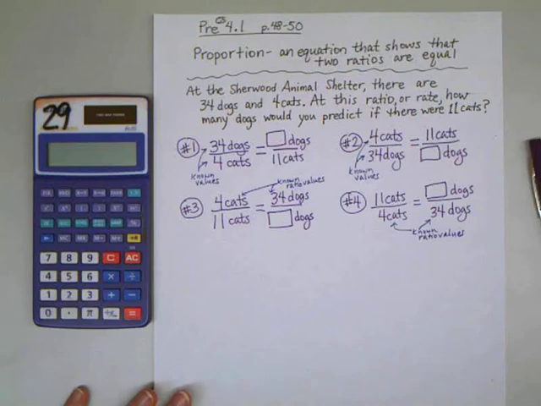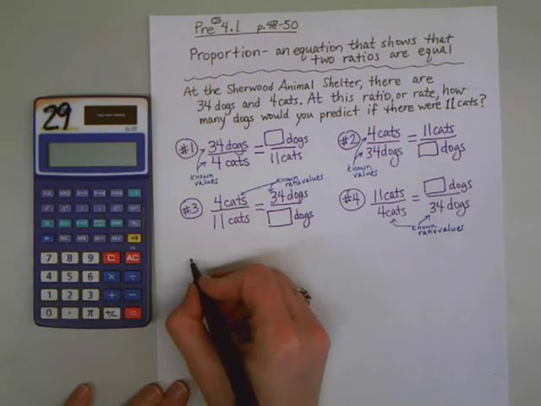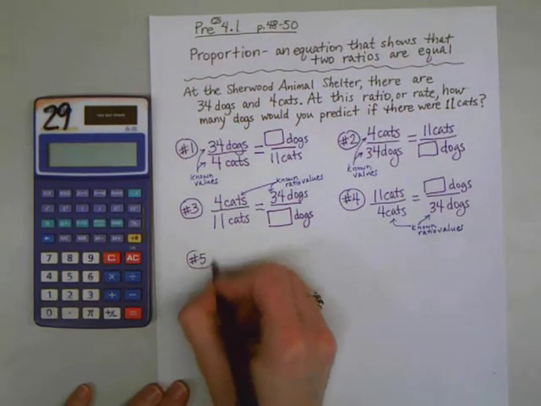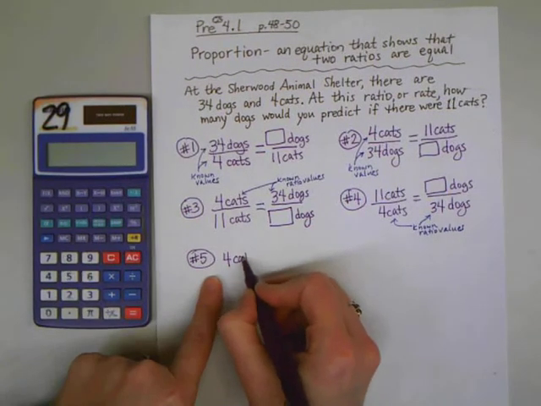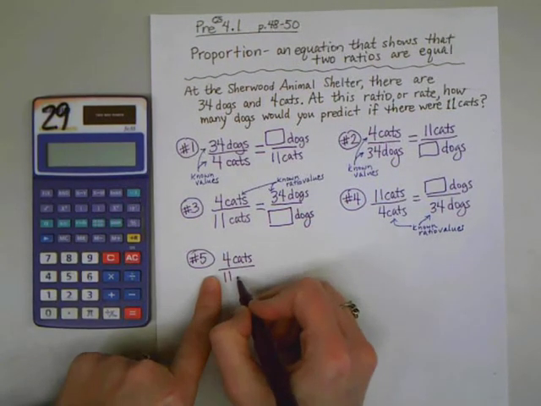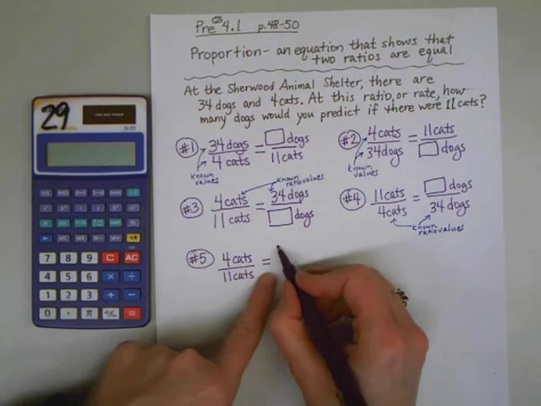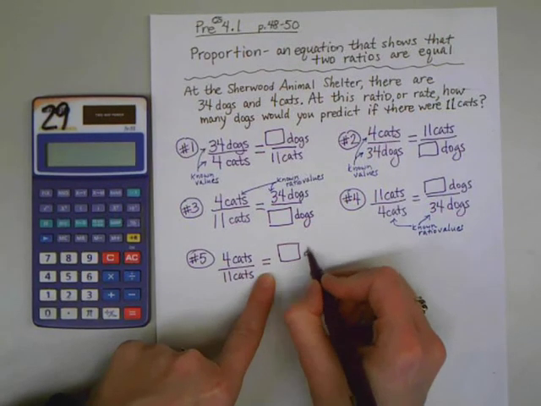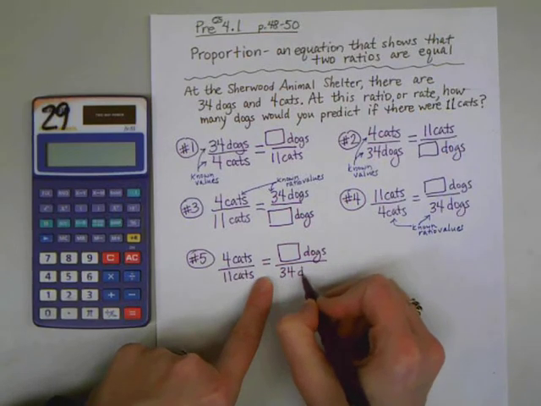So I also want to show one that does not work. So if we were trying to make method number 5, and we started with the 4 cats and the 11 cats in one ratio, and we were saying that was equal to the number of dogs we need to find over the 34 dogs.